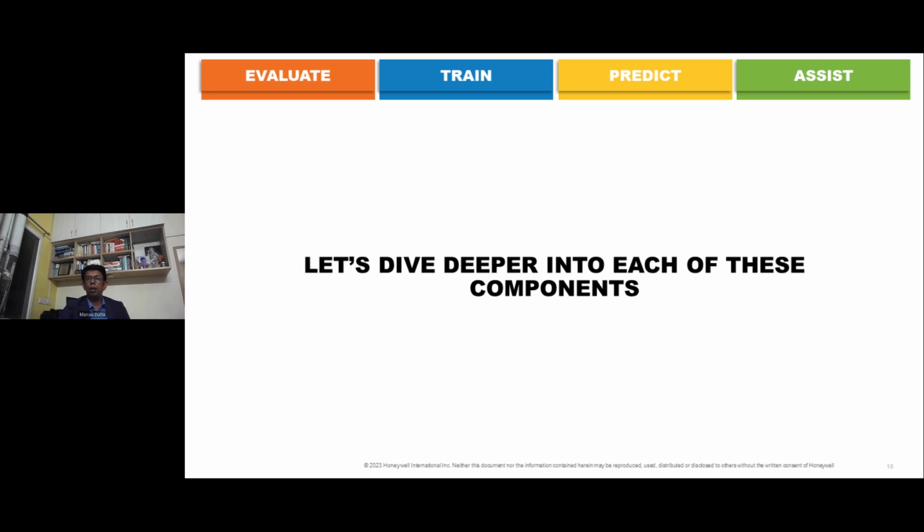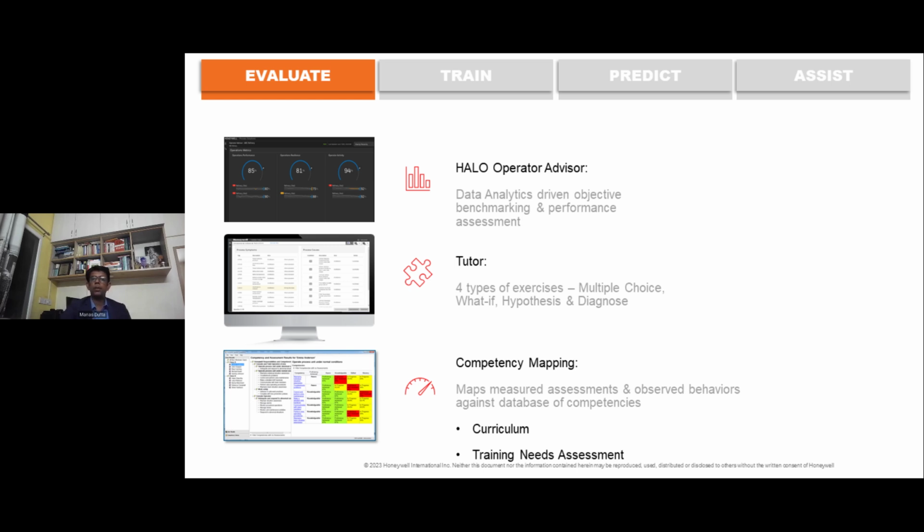So a little introduction to each and every one: what do we have in evaluate, train, predict, and assist? Again, it's aligned to all those framework stages. So when we say evaluate, we have many different ways to do the evaluation. We have a data analytics driven tool we call Operator Advisor to run analytics on the data collected from the system and do some objective assessment, do some benchmarking.